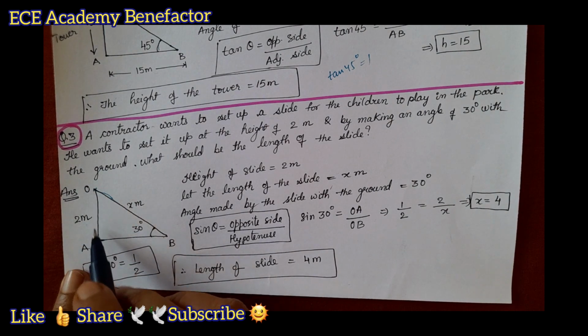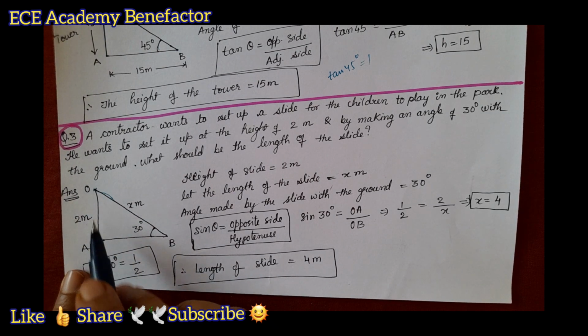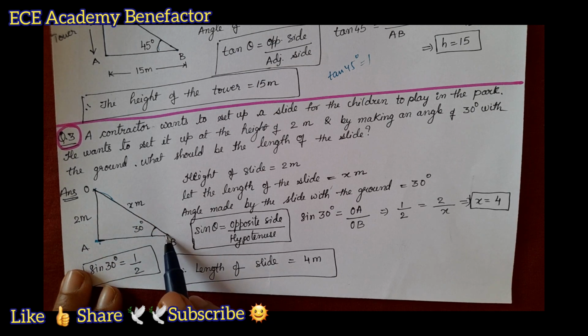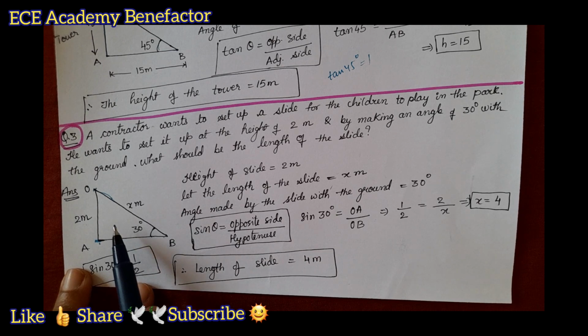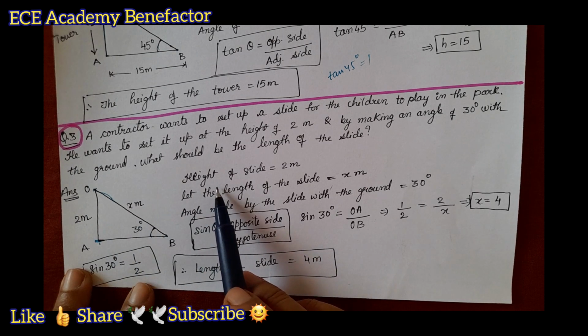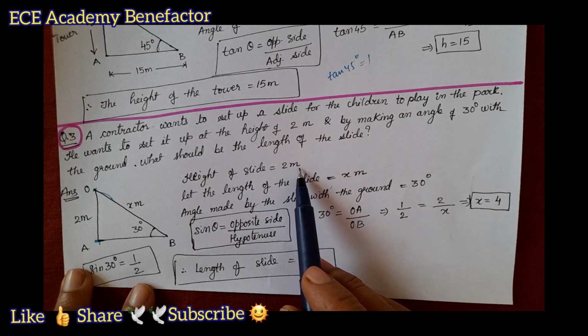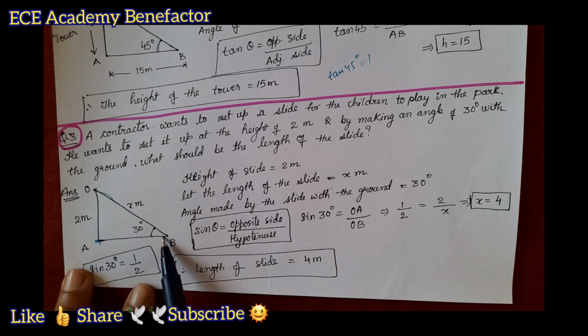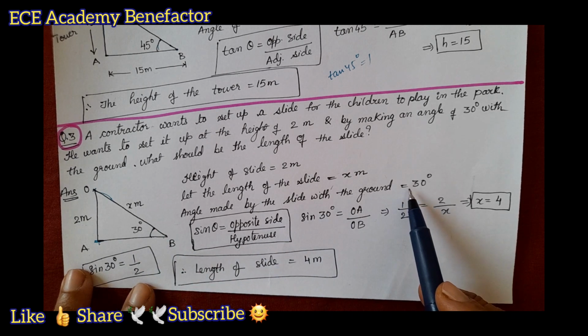OAB, a right angle triangle, we have drawn. OA is the height of the slide above the ground, and OB is the length of the slide. 30 degrees is the angle made by the slide with respect to the ground. So, first you draw the diagram, then write the steps. The first point, height of the slide, how much? 2 meters. Let the length of the slide be x meters. The angle made by the slide with the ground is 30 degrees.